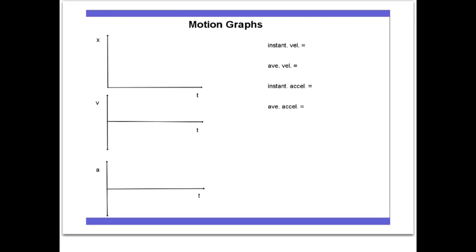Motion graphs. I'm sure you've seen these before, but I need to go over this again. So we have position time, velocity time, and acceleration time. So I'm just going to sketch a sample. We've got a straight line here, horizontal line, and then a curve. So I'm going to break these three up into sections.